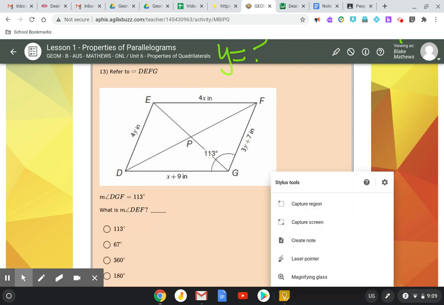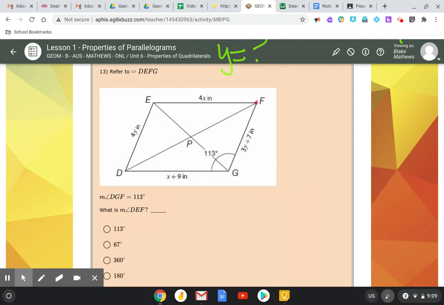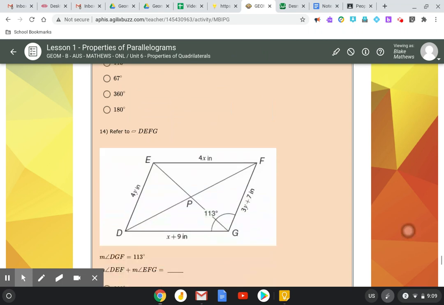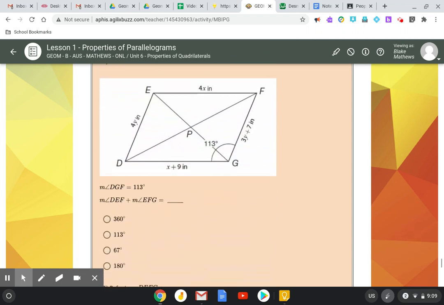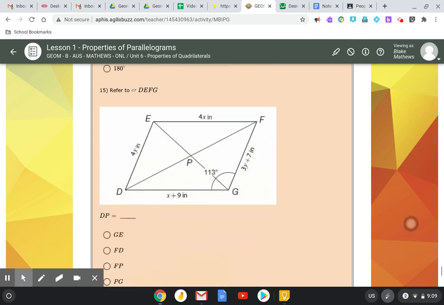DGF is this angle right here. DGF, that's this angle. What is the measure of DEF? Well, those are opposite. You need to find the property that we learned that tells you about opposite angles. You should be fine on that one. Very similar idea here. DGF. So then therefore, what is DEF plus EFG? Those are consecutive angles. What do consecutive angles add up to in parallelograms? You need to find the property about that.